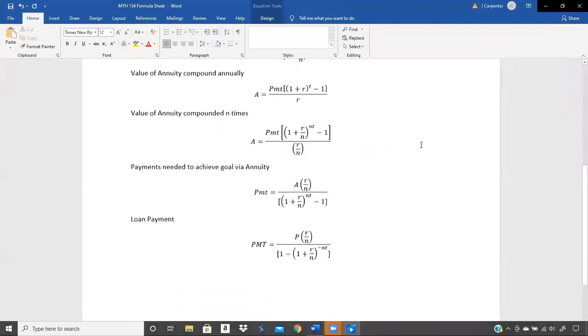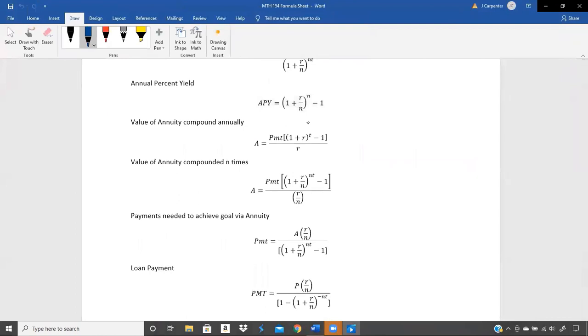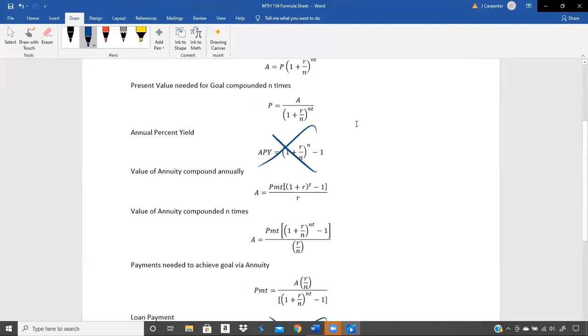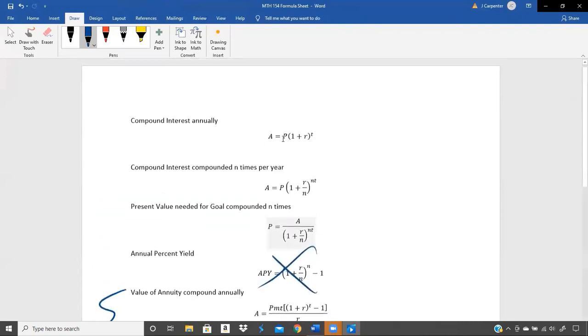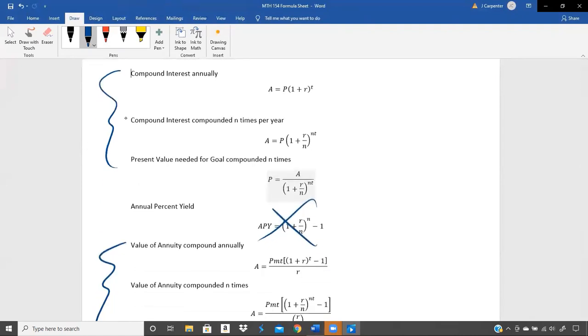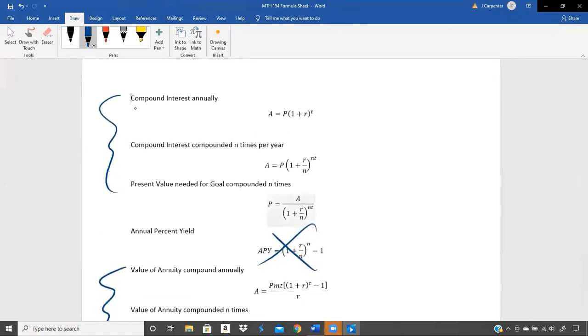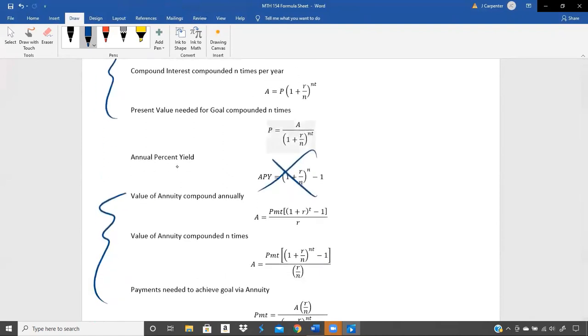All right, 8 formulas. Well, this clearly isn't a loan. It's clearly not just converting APR to APY. So the question is, let's narrow it down to these three things or these three things. The top three and the bottom three basically go compound annually, compound n times, and then present value needed. Compound annually, compound n times, present value needed, slash payments needed.